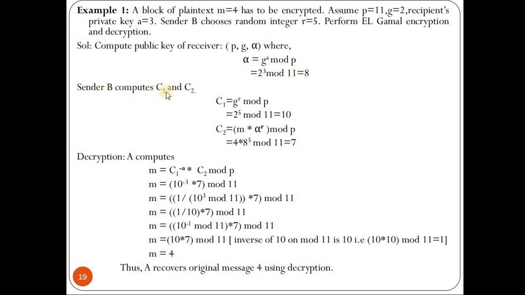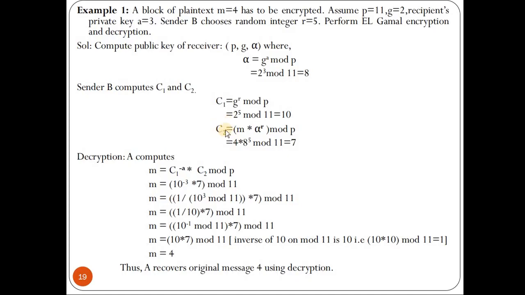Now B needs to compute two components, that is C1 and C2, the ciphertext, because B is sending a message to A. Since these are public parameters, they are known to B also. So B knows p, g and alpha as well. So it has to compute C1 and C2. C1 is nothing but g to the power r mod p, where r is a random number chosen by B itself. So r is taken as 5 here. So it is 2 to the power 5 mod 11, which is equal to 10.